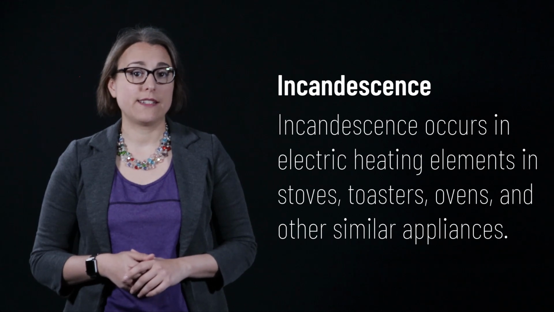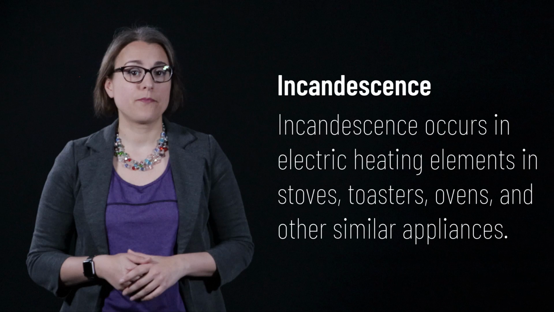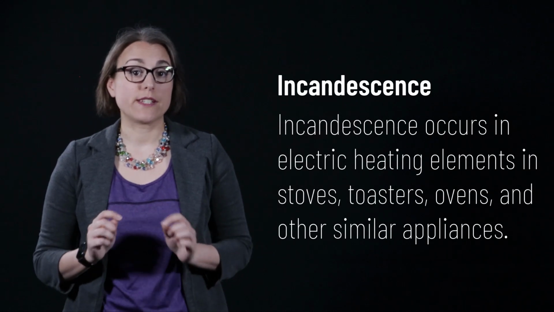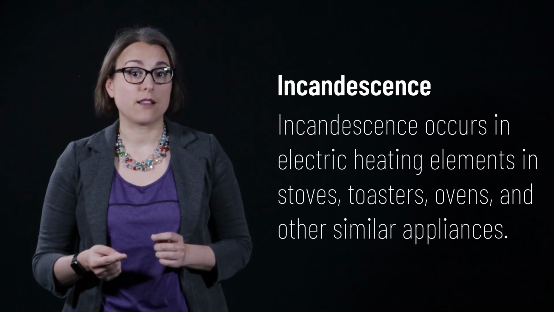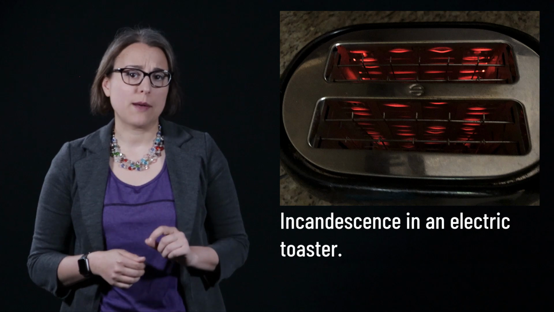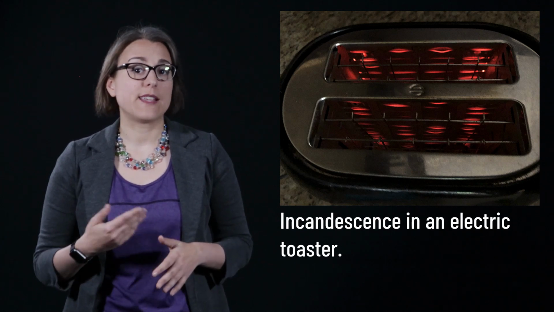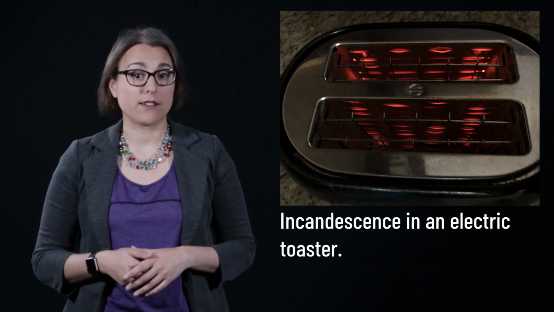Other examples of incandescence in our daily lives are seen in electric stoves and toasters. Both of these objects contain resistive heating elements. Electric current is sent through the heating elements, which then warm up due to their resistance. At cool temperatures, they will glow red. As they warm up, they will glow orange, or possibly even yellow if very hot.